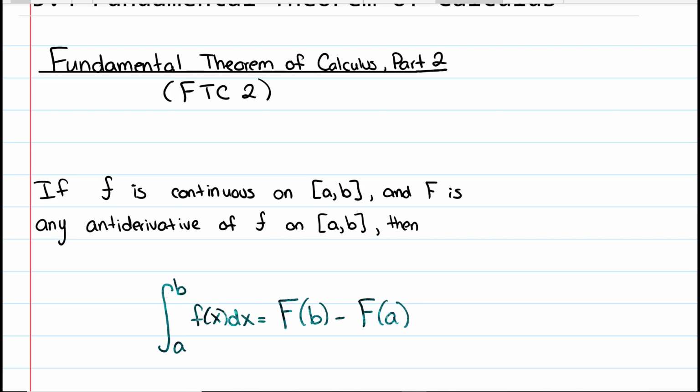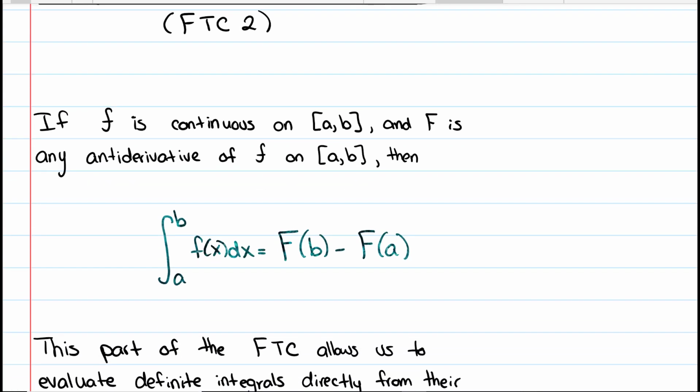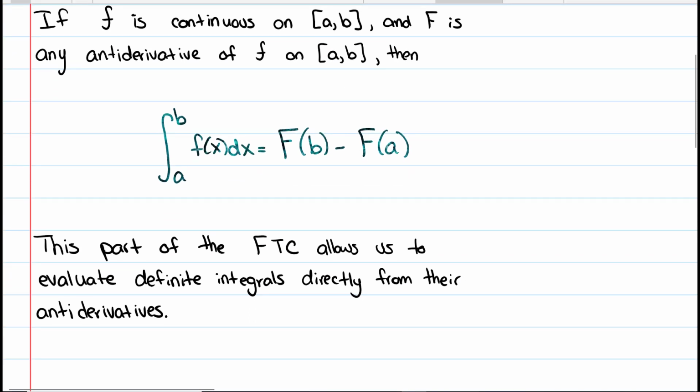So if f is continuous on an interval a to b, and capital F is any antiderivative, then the integral from a to b of f of x dx equals capital F of b minus capital F of a. This simply means you take the antiderivative, plug in the b value, plug in the a value, and then subtract them. This allows us to evaluate definite integrals directly from their antiderivatives. This will apply for any integral. This eliminates the need for us to graph and find the area under curves unless it's a very complicated function.